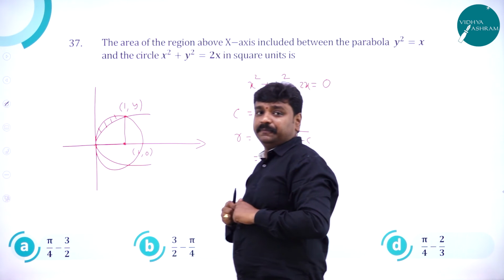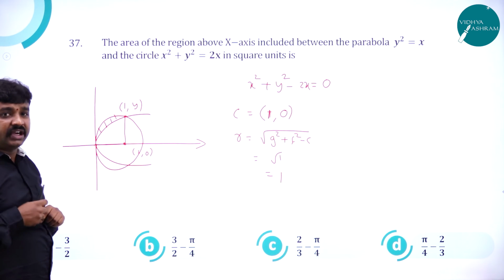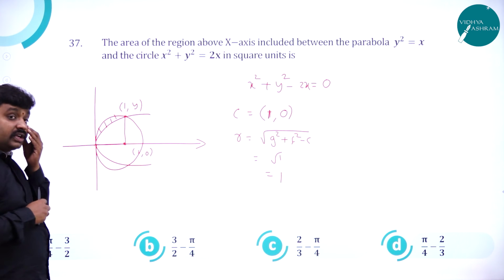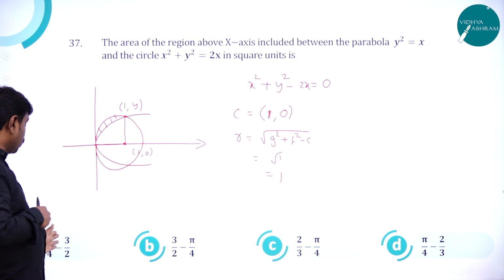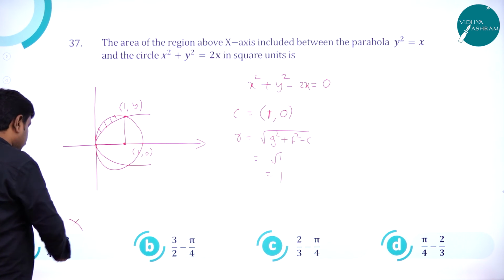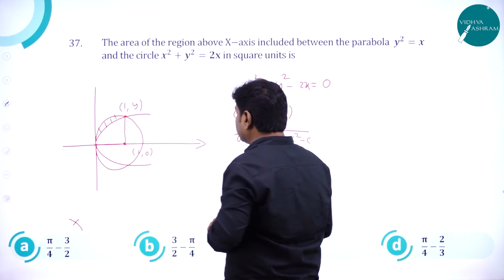So please understand, while approximating, area cannot be negative. Area can never be negative. Pi by 4 means 3.14 by 4, which is 0 point something, 0 point something minus 1 point something becomes negative if you subtract. This cannot be the answer. I ruled it out.